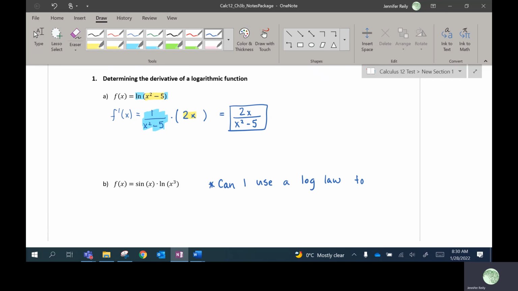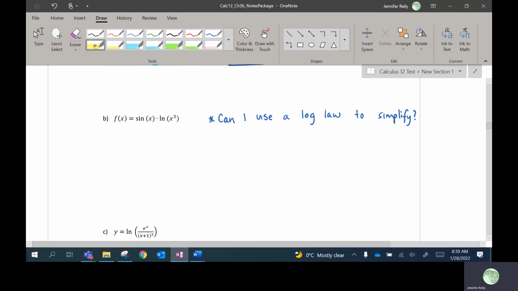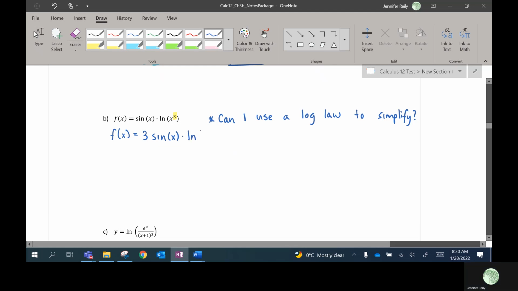Okay, so can I use a log law to simplify? In this case, we definitely can. Whenever you have an exponent inside a log expression, we can bring that down in front. So before, I'm not taking the derivative yet. I'm just making this simpler. I'm going to bring that 3 down in front, and I'll put it in front of the sine x, just because that's where typically we write our constants. And then it's just ln x here.